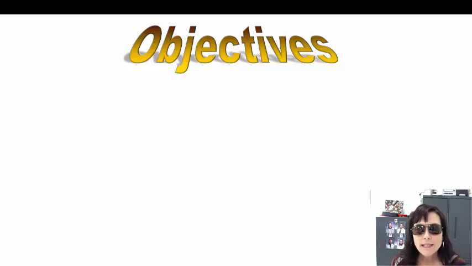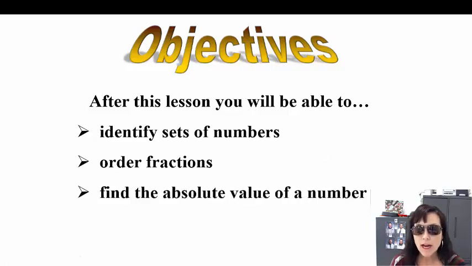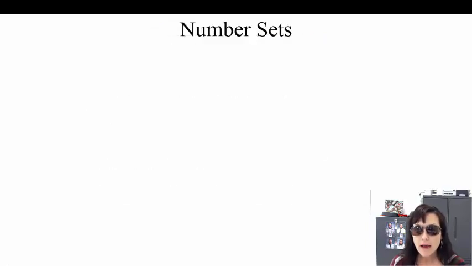Hi everyone. Today we're going to cover rational numbers. We're going to talk about absolute values. And then the third thing that we're going to do is put fractions in order from smallest to largest. So after this lesson, I want you to be able to identify sets of numbers, and we'll go over all the different types, put your fractions in order, and then put your absolute values in order.